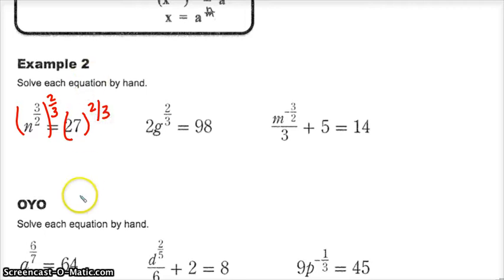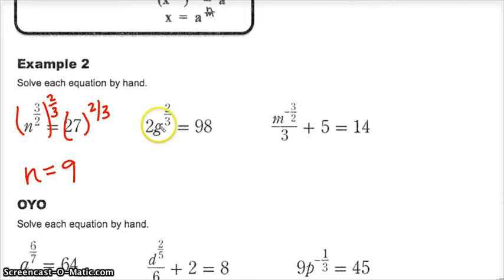So 27 to the 2/3 power. What ends up happening, if you remember your power rules, this becomes n to the 6 over 6, which is n to the first power, so n is all by itself, just like we wanted. And now we do 27 to the 2/3 power. I take the third root, which is 3, and square it, and I get n equals 9.